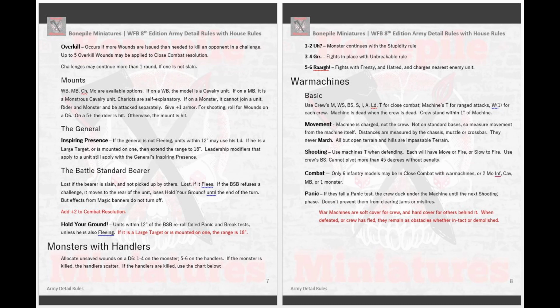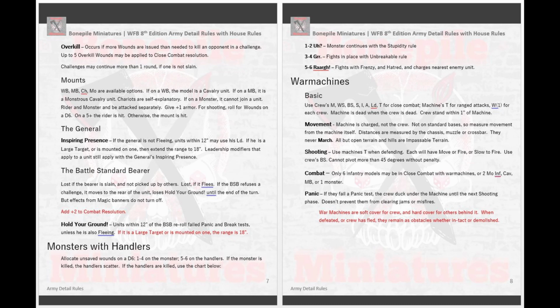And then finally we come to the last section, which is on Warmachines. And all the basic rules are the same, except that we made a change that shows up after the panic rules. And it says that Warmachines are soft cover for the crew and hard cover for others behind it. And that's because while the crew is loading and operating the machine, they are not always fully covered, and they have heads and arms and such vulnerable to missile fire. But other units behind the war machine get the full benefit of the cover. Most of the machines are made of metal and wood and should easily block missile fire.